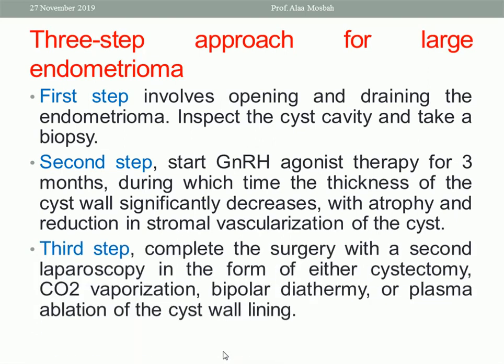Then the last step, do laparoscopy again. We call it second laparoscopy. Why? To complete the surgery in the form of either cystectomy, you remove the cyst wall, or CO2 vaporization, or bipolar diathermic coagulation, or plasma ablation of the cyst wall lining. So this is called the 3-step approach for large endometrioma. Okay.